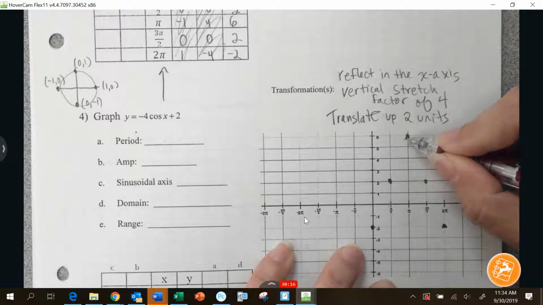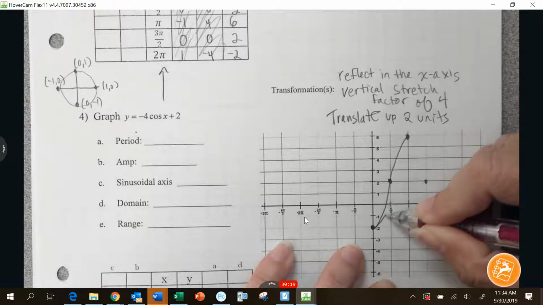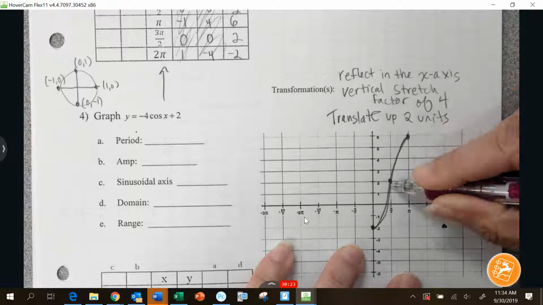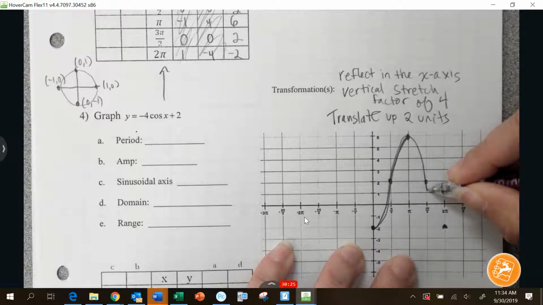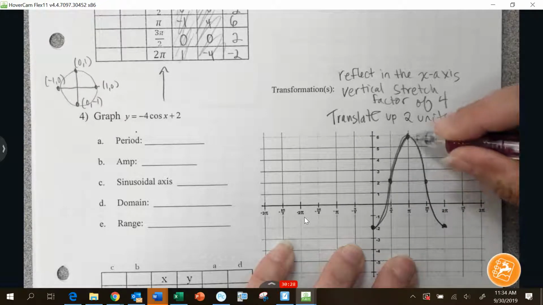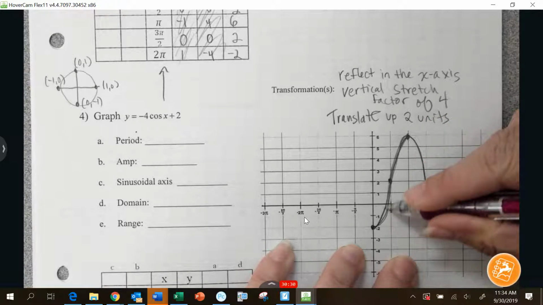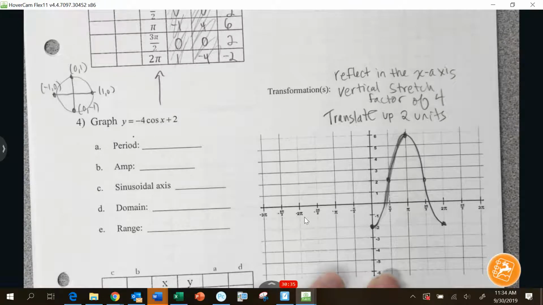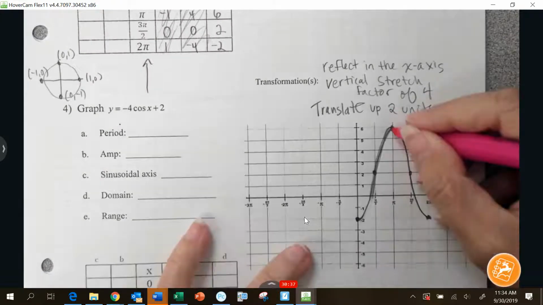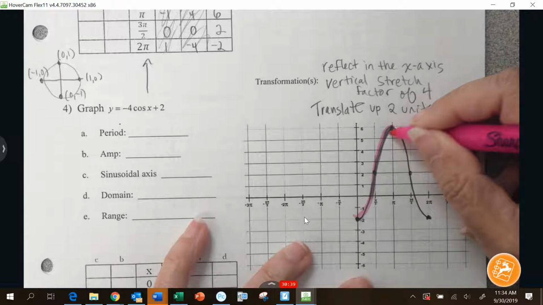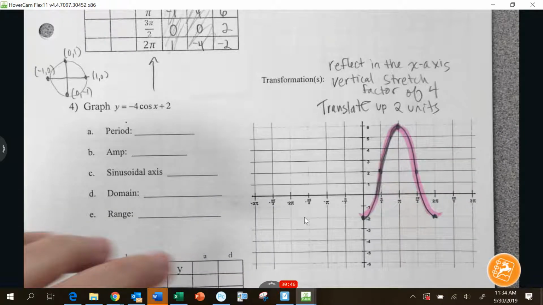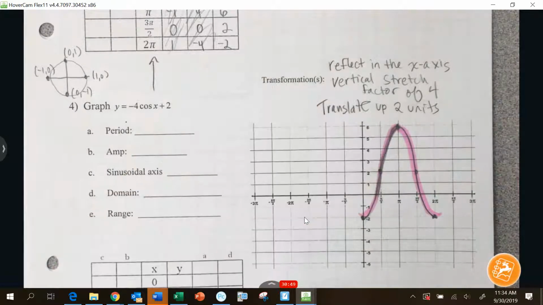Does this look like that cosine graph that we graphed as our parent function, kind of, with transformations on it? Has a reflection, so it's upside down. Has a stretch, so it's longer. Has a translation, so it's moved up. But it does have that kind of cosine look that's like two mountains in a valley. Just upside down.